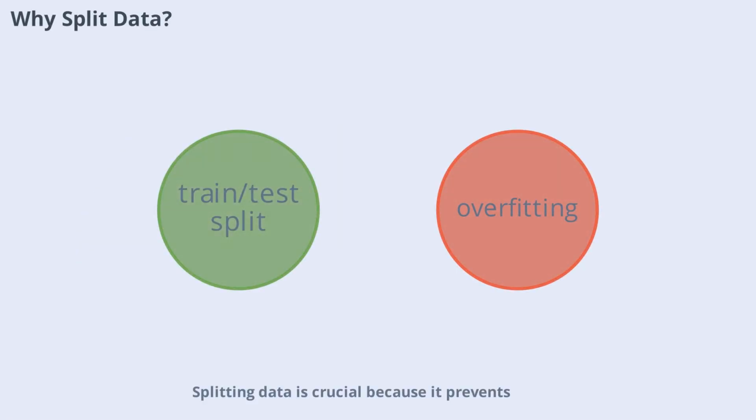Splitting data is crucial because it prevents your model from simply memorizing the training data. By evaluating on a separate test set, you can detect overfitting and ensure your model performs well on new, real-world data. This practice is fundamental for building robust and reliable machine learning solutions.